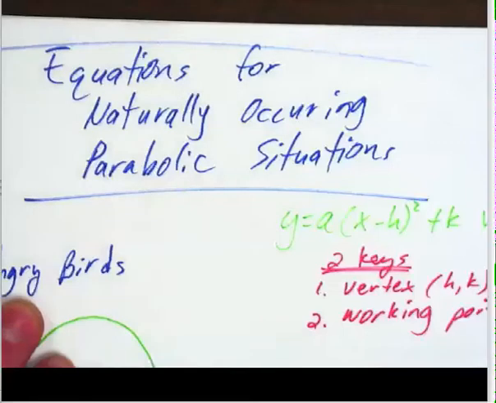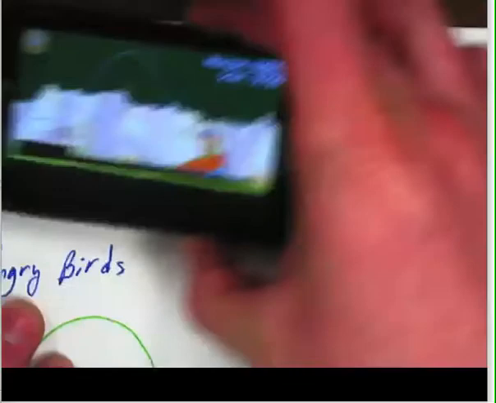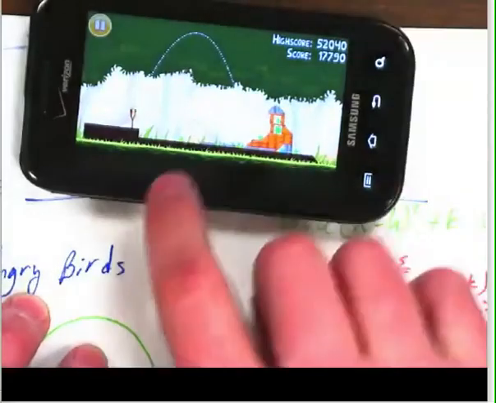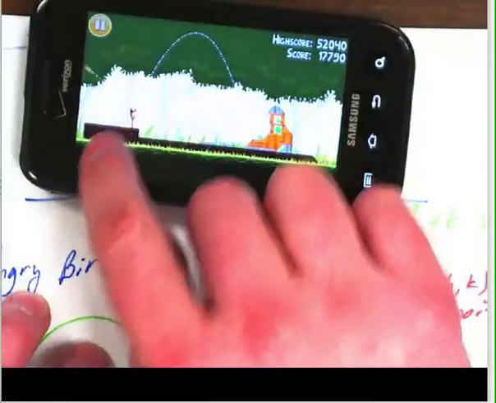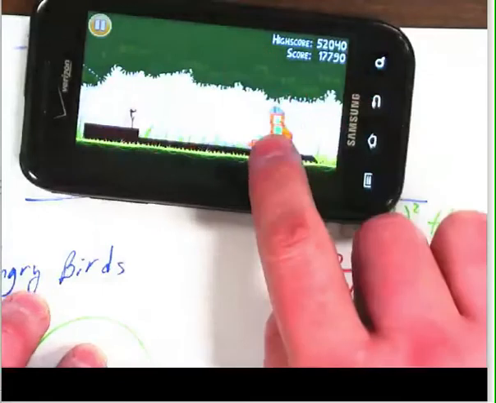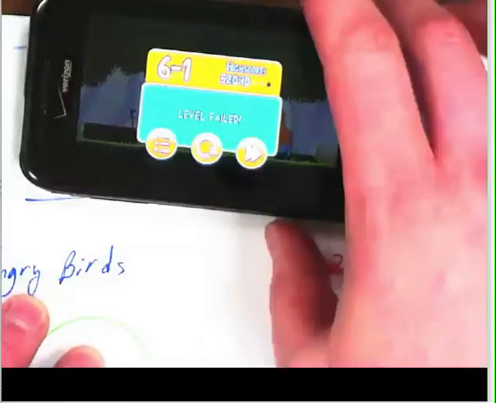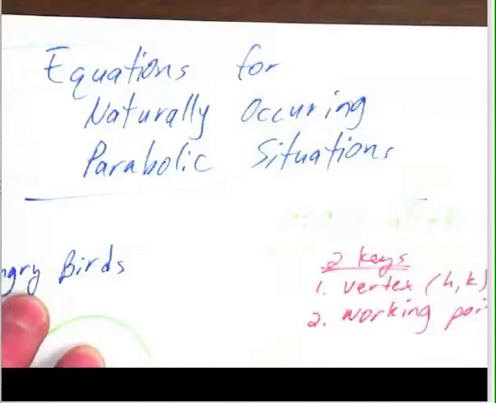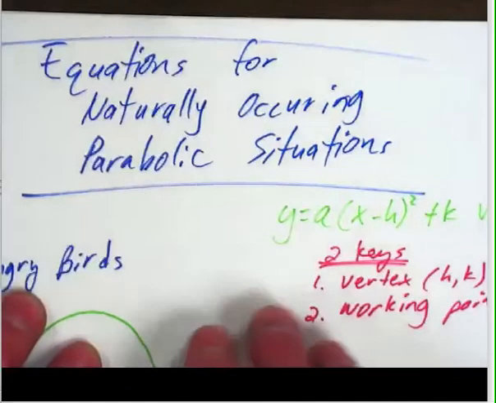Alright, in this video we're going to take a look at writing the equations for naturally occurring parabolic situations. These are things that when you use them or do them, they occur as parabolas, and a typical example is something like in the game Angry Birds. When you have a bird that flies, as you launch it towards the screen, it goes up and comes down as a parabola, and in the game Angry Birds that comes up all the time. So what I'd like to do is be able to write the equations for those.